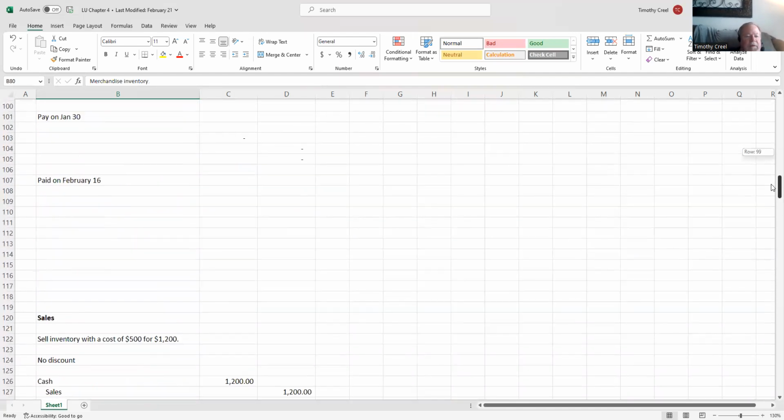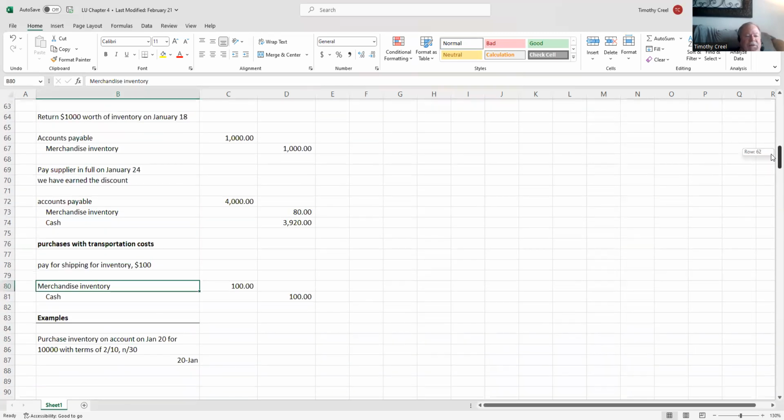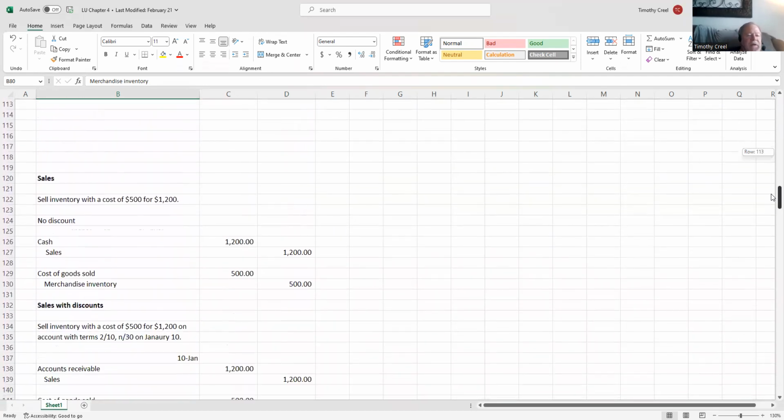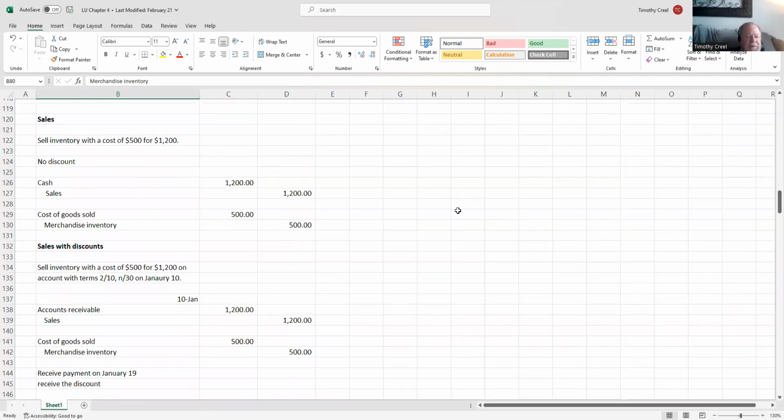Now, that's basically the journal entries related to purchasing inventory to sell in your retail store. Now, let's look at how we would record sales. Let's say we sell inventory with a cost of $500 for $1,200. So we've crossed over now, and we're looking at how we record sales. And there are no discounts involved in this one.